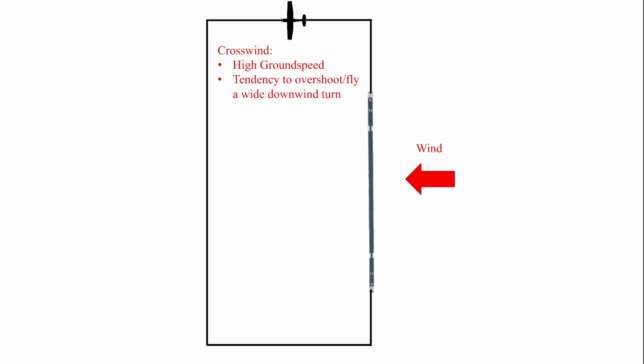This is going to cause a tendency for you to overshoot or fly a wide downwind turn and fly a wider than normal downwind. Make sure if you're flying at a familiar airport that you use your familiar ground references to fly a normal pattern.